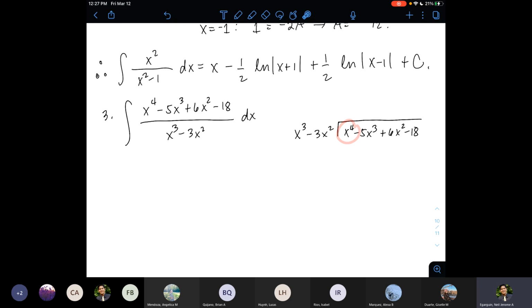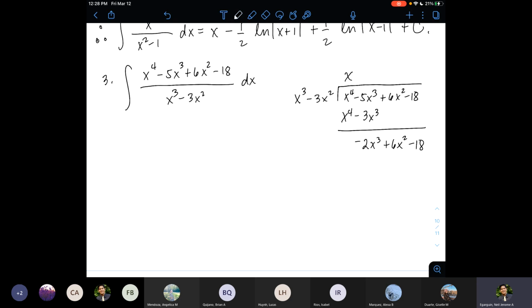Now, how do we do this? Look at the first term first, divide it by the highest power here in the divisor. So we'll have x to the fourth divided by x cubed. That's going to be an x. And then what we do here is we multiply the quotient with the entire divisor. So we'll have x to the fourth minus 3x cubed. And then we will subtract the product from the previous level, right? So this guy minus this guy will give us minus 2x cubed plus 6x squared minus 18.